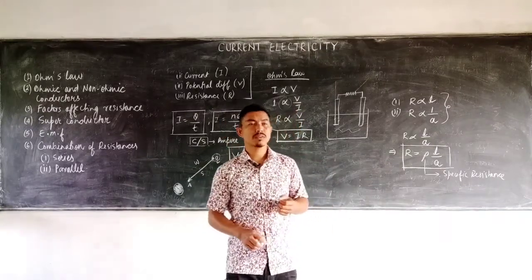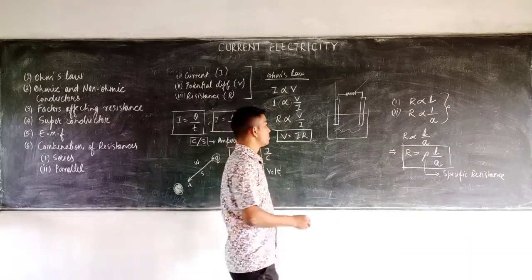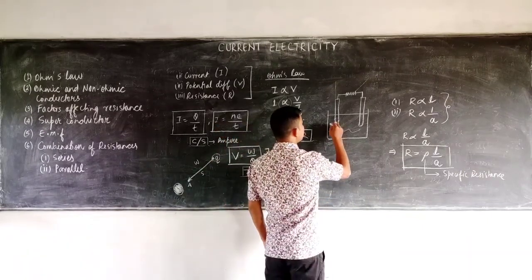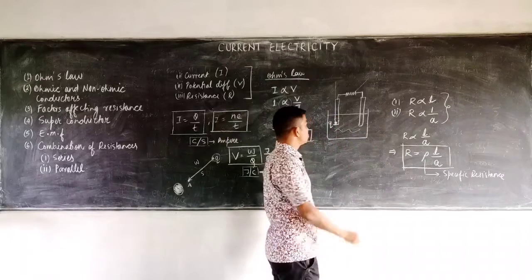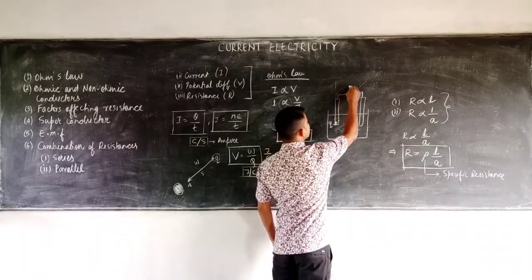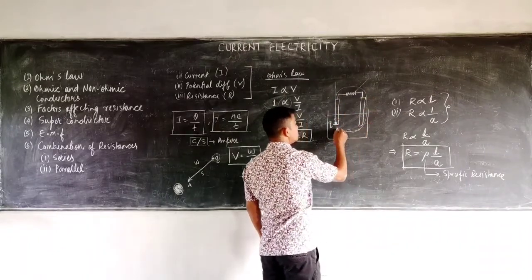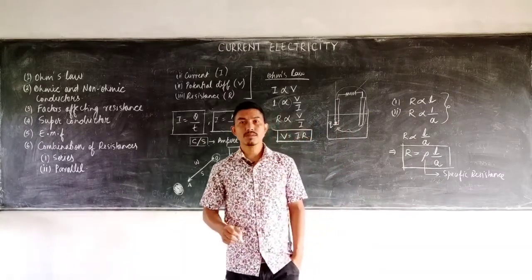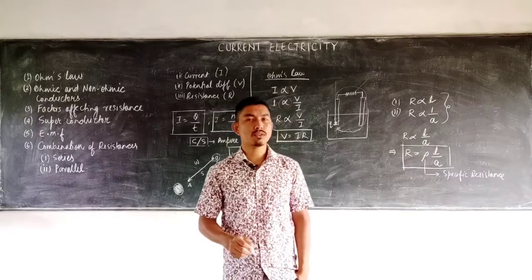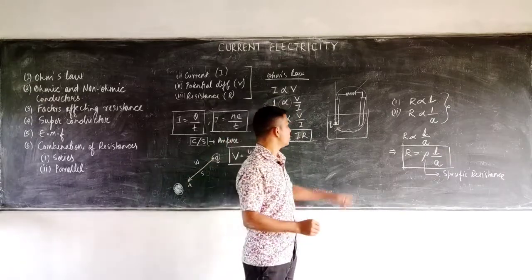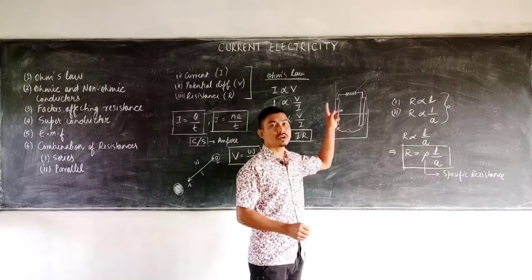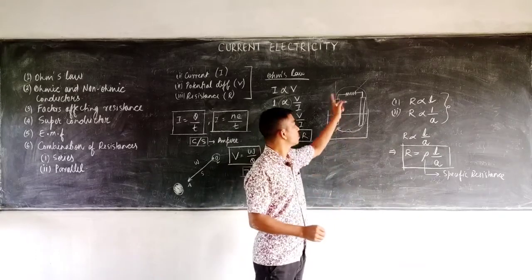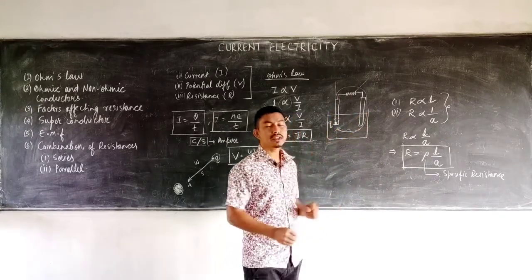There is also the other way of defining the EMF. Suppose I have a charge here, any charge Q. Now to move this charge around the external circuit and through the electrolyte, certain work is to be done. Therefore, the EMF can be defined as the amount of work done in moving a unit positive charge through the complete circuit, that means through the external circuit as well as the internal circuit.